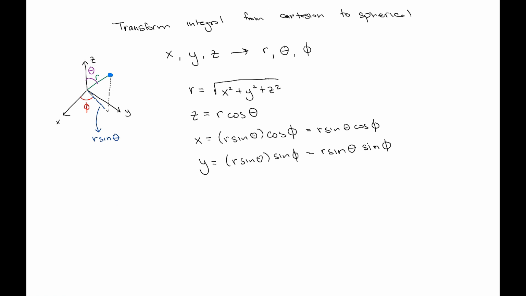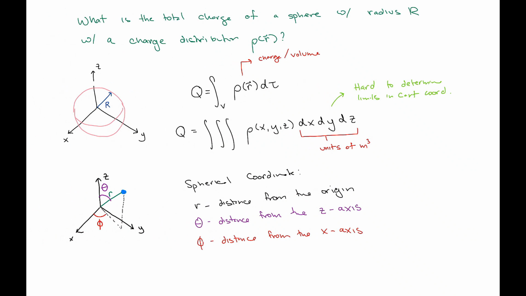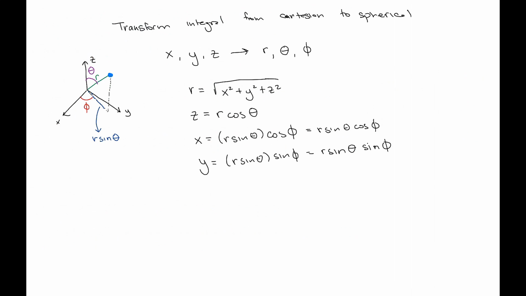Sine of phi. Okay, so hopefully that makes sense to you. So that means, again, if you've got something like this charge distribution written in terms of x, y, and z, you're going to replace the x, y's, and z's with what they are in terms of our new coordinate system. Okay, so these quantities here.